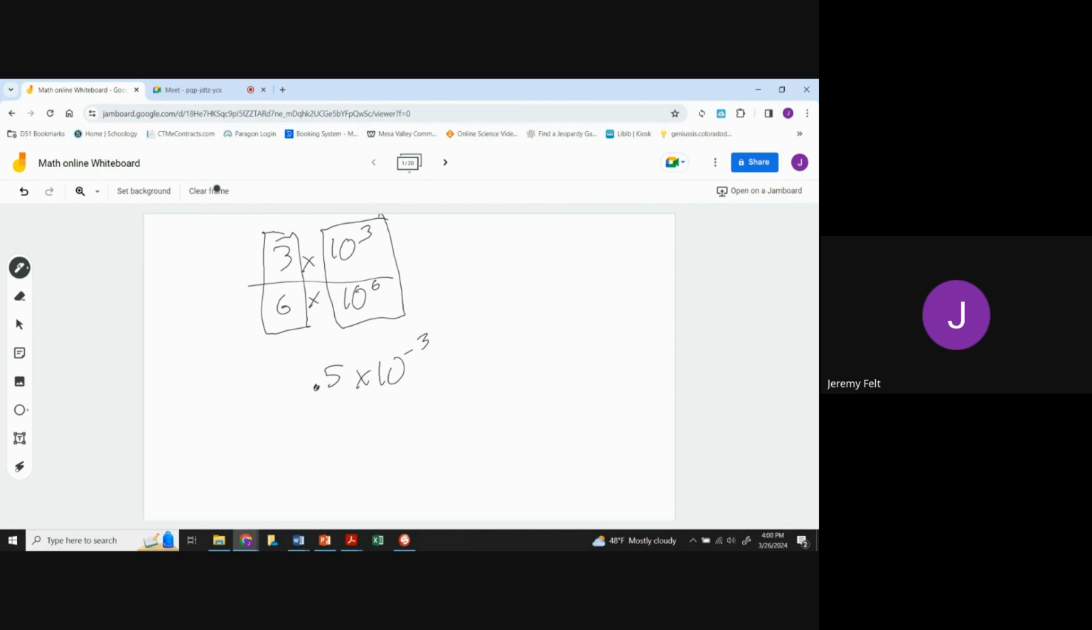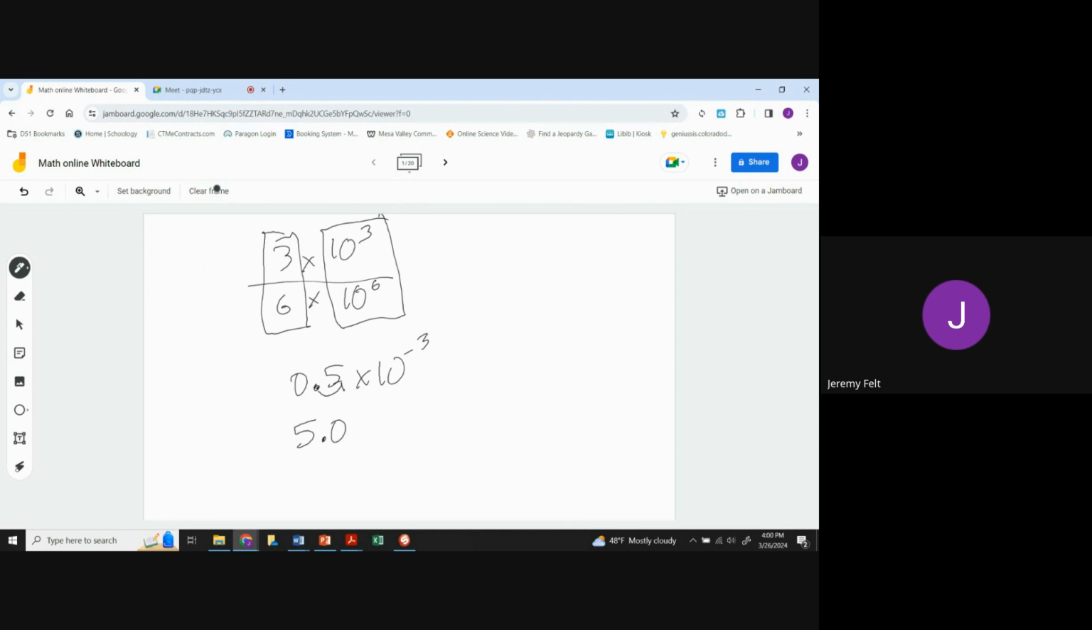And again, we know our coefficient here has to be 1 or greater and less than 10. Basically, we need to have a value in the ones place and everything else to the right of the decimal. So right now we would have a 0 in the ones place, so we need to move this decimal. So we need to make it 5. We call it 5.0. Can't just move this, and that changes our whole number.